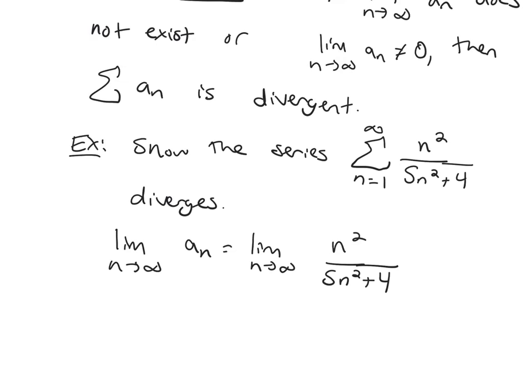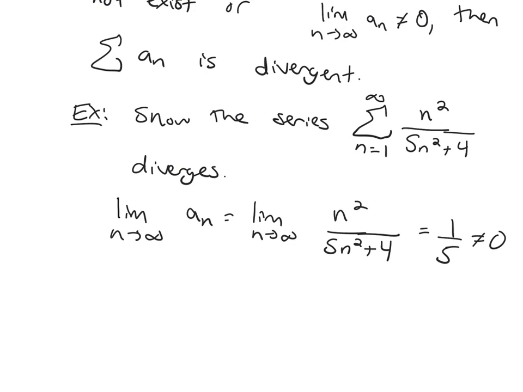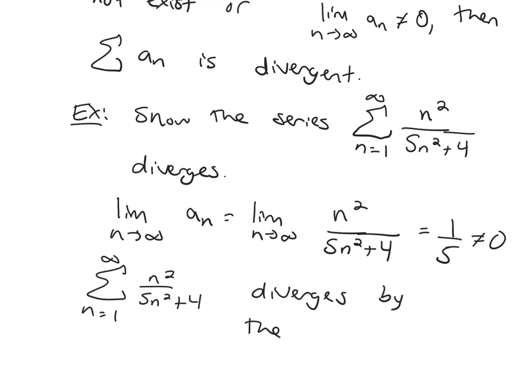1/5. We've gone over this limit a few times, 1/5. Is that 0? No, this is not 0. Anytime you get anything other than 0 back, the divergence test tells you that that series diverges. So you would say this series diverges by the divergence test.